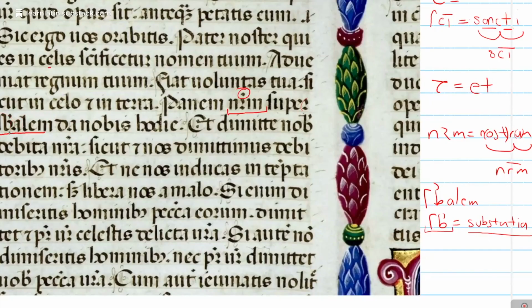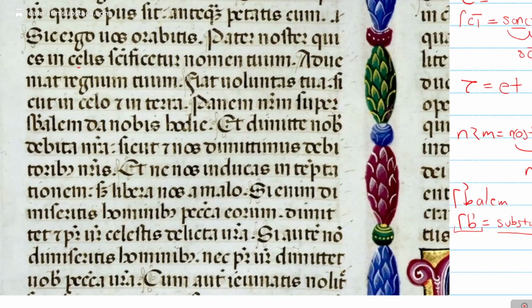from substantialis, right? And I remind you, we find substantialis here instead of quotidianus because this is the version by Matthew, not by Luke. In Luke we find quotidianus. In Matthew we find supersubstantialem. Da nobis hodie. Very easy to read. Et dimitte. A lot of vertical strokes, just count them if you don't recognize them.